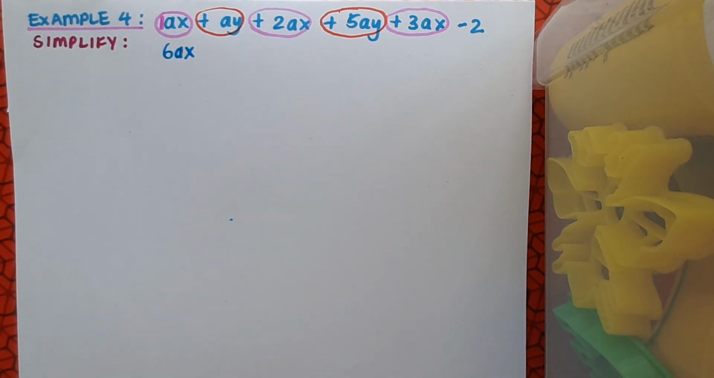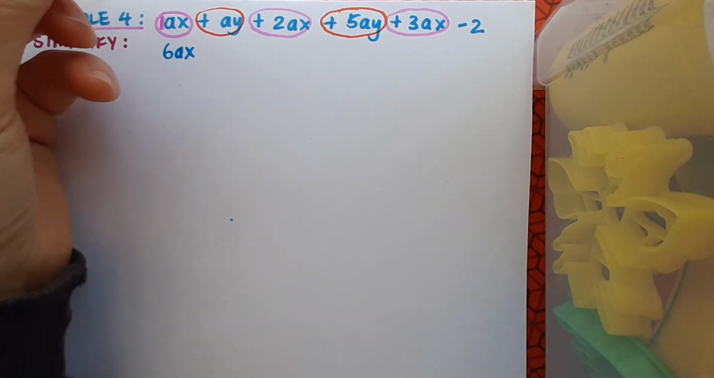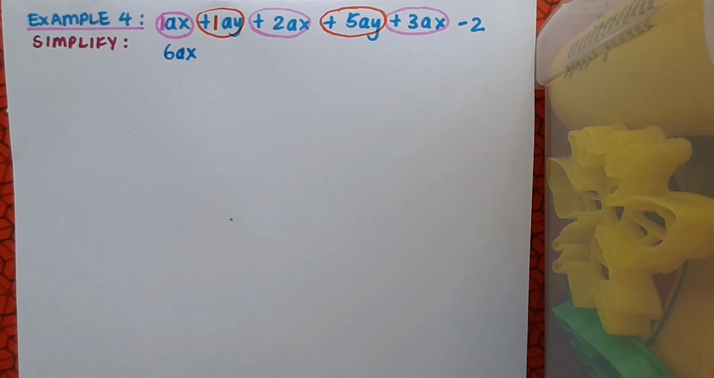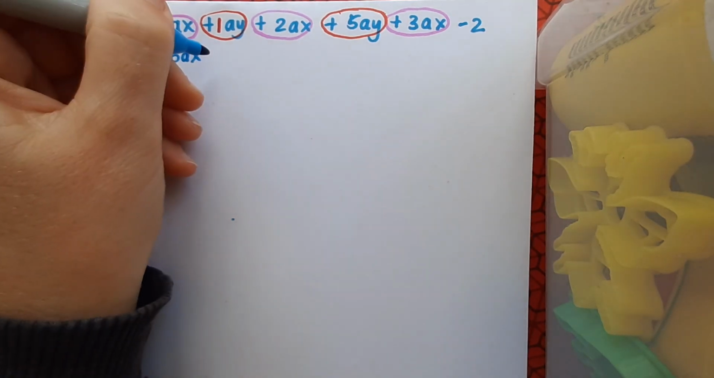And notice I've got the same issue with the ay's. So I've got plus ay plus 5ay. If there's no coefficient, I can stick in a 1. So I've got plus 1ay plus 5ay is plus 6ay.